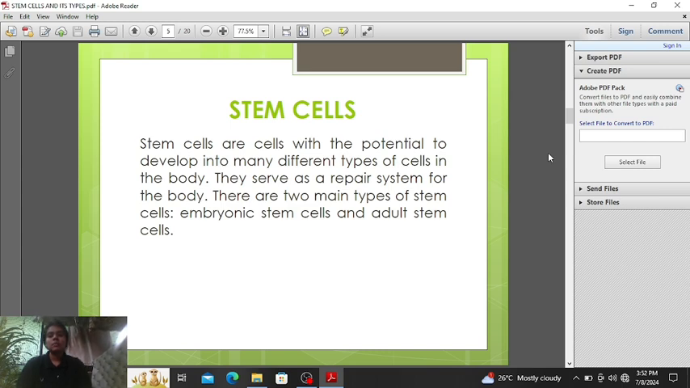So stem cells are basically the cells which have the potential to develop into many other different types of cells in our body, and these serve as the repair system for the body. And there are mainly two types of stem cells which are basically known by everyone, which are the embryonic stem cells and the adult stem cells.